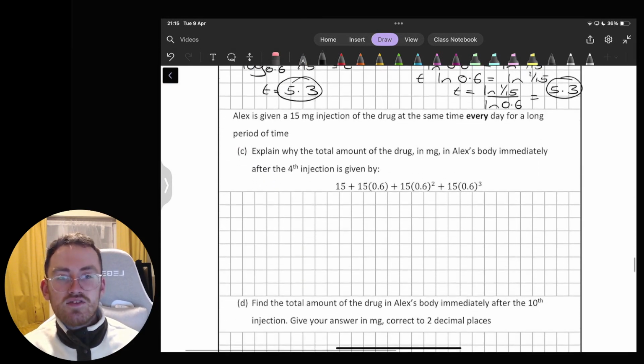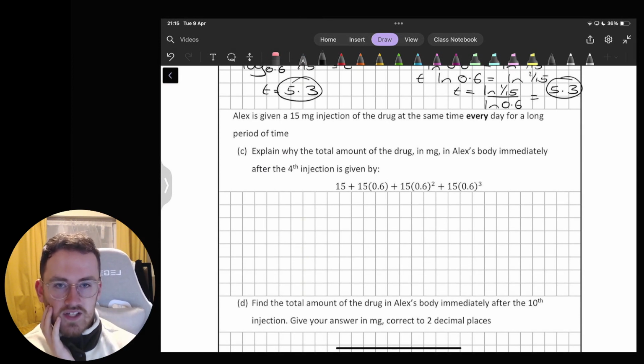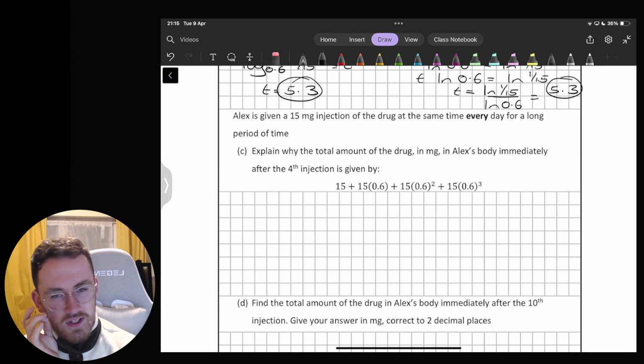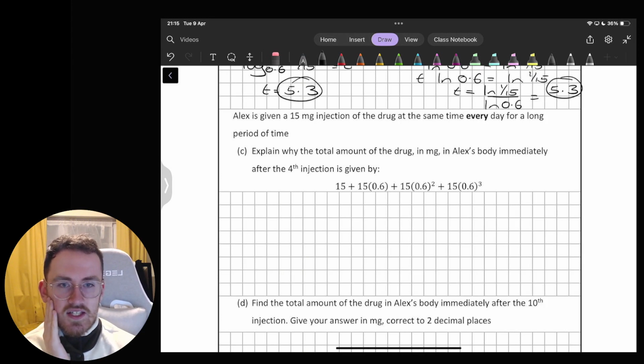So Alex is given a 15 milligram injection of the drug at the same time every day for a long period of time. Explain why the total amount of the drug in milligrams in Alex's body immediately after the fourth injection is given by 15 plus 15 times 0.6 plus 15 times 0.6 to the power of 2 plus 15 times 0.6 to the power of 3.